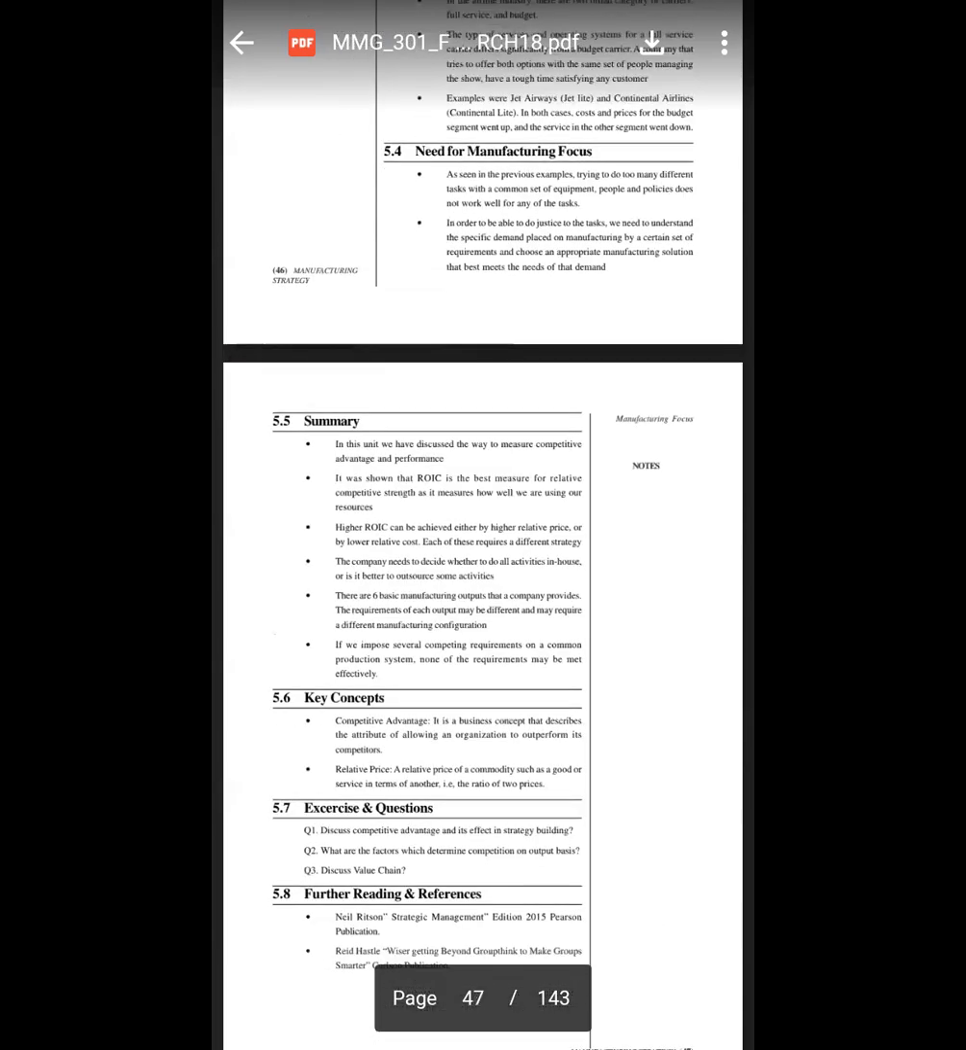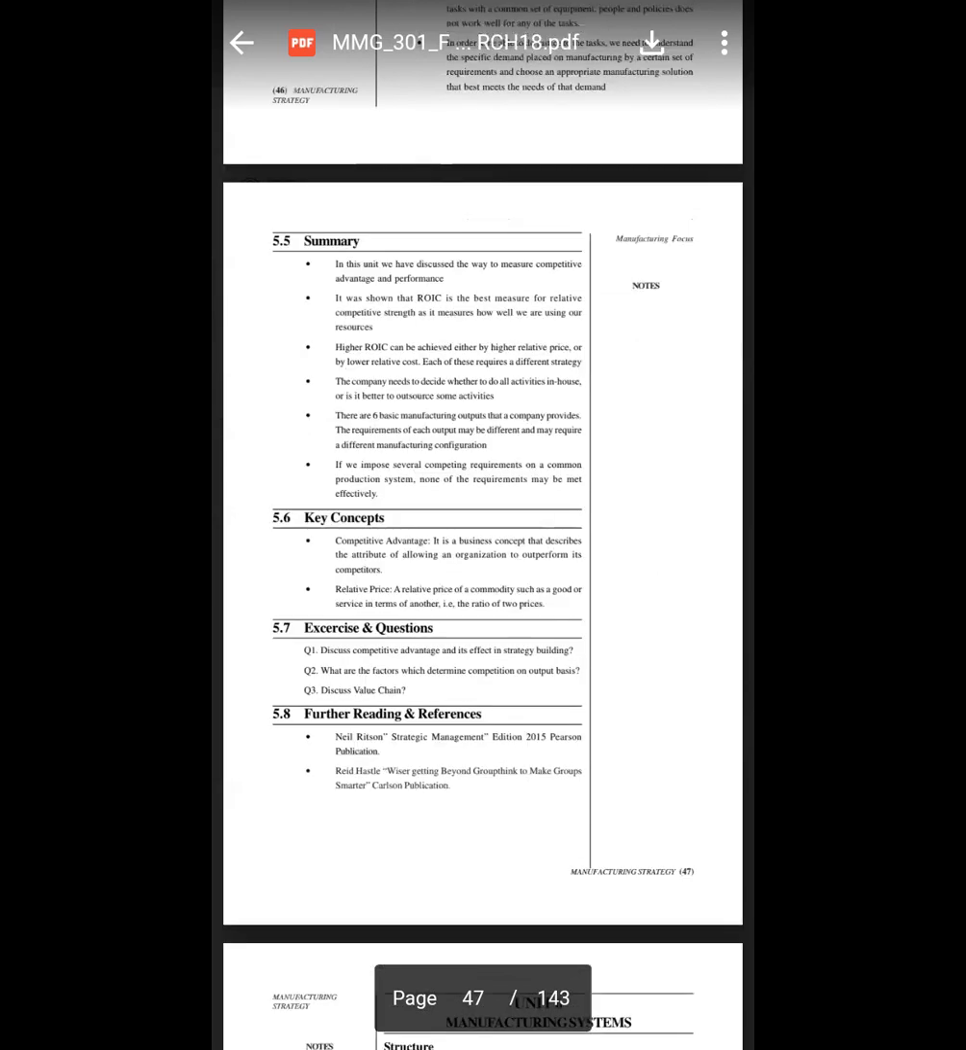Need of manufacturing focus. In order to be able to do justice to the tasks, we need to understand the specific demands placed on manufacturing by a certain set of requirements and choose the appropriate manufacturing solution that best meets the needs of the demand.